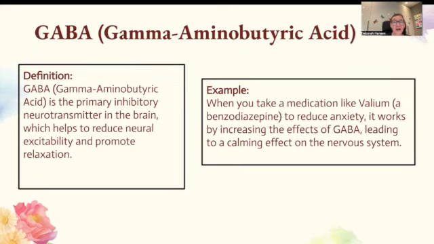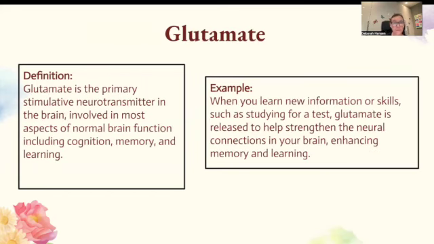GABA, gamma-aminobutyric acid. GABA is the primary inhibitory neurotransmitter in the brain, which helps to reduce neural excitability and promote relaxation. When you take a medication like Valium, a benzodiazepine, by the way, to reduce anxiety, it works by increasing the effects of GABA, leading to a calming effect on the nervous system.